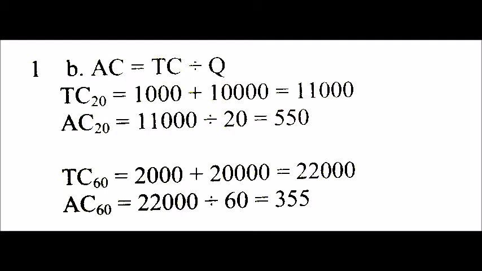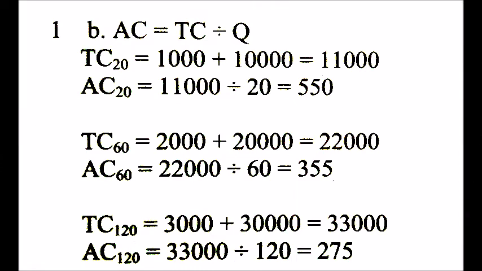Now let's look at the average cost of 60. If total cost of 60 is 2,000 plus 20,000, that will give you 22,000. So average cost of 60 is equal to 22,000 divided by 60, which will give you 355. Now total cost of 120 is equal to 3,000 plus 30,000, which will give you 33,000. So AC of 120 is equal to 33,000 divided by 120, which is equal to 275.